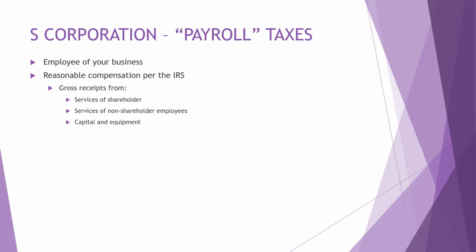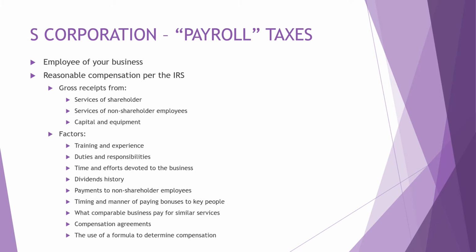So they say you can look at where your gross receipts are coming from. There's three main sources. You can see, are you mostly earning your money from services you're providing as a shareholder? Are you mostly getting your revenue from services of non-shareholder employees? Or are you mostly getting your revenue from capital and equipment in your business? Or is it a mix of the above? So depending on what you determine here, you might determine your reasonable compensation needs to be a little higher, or maybe it needs to be a little lower, depending on these factors.